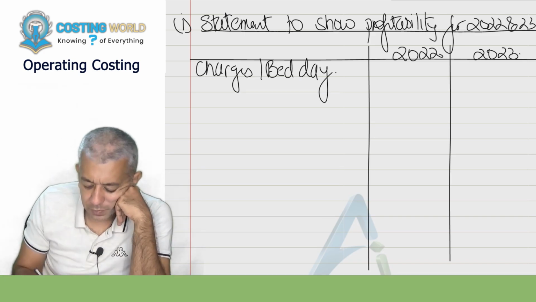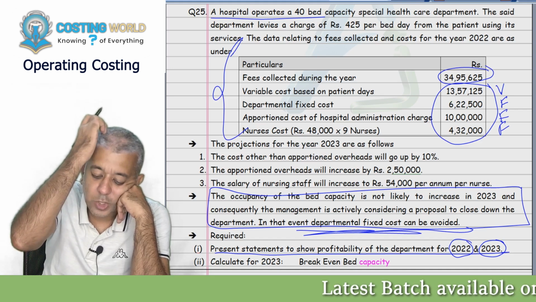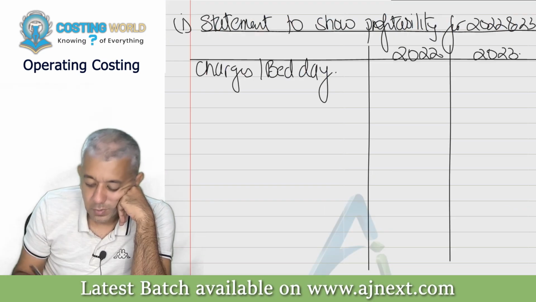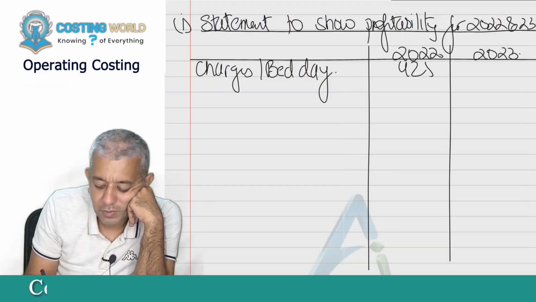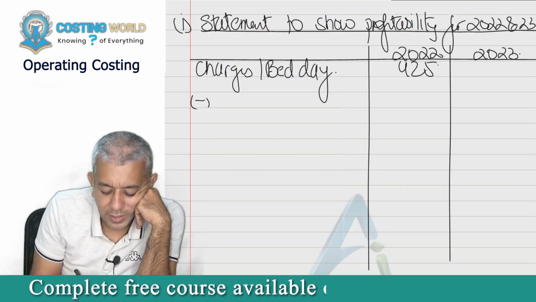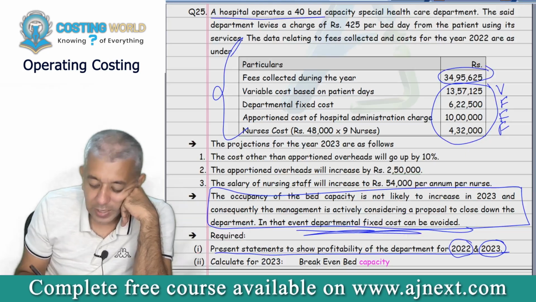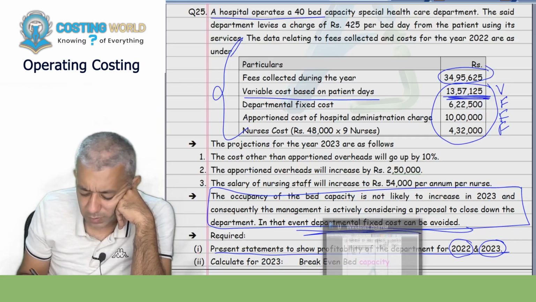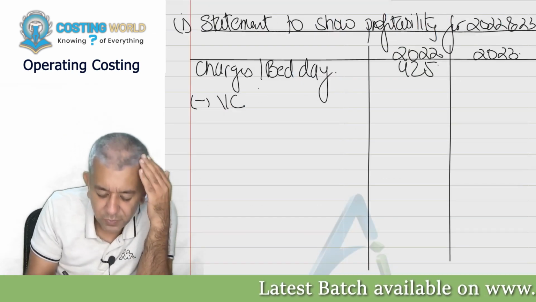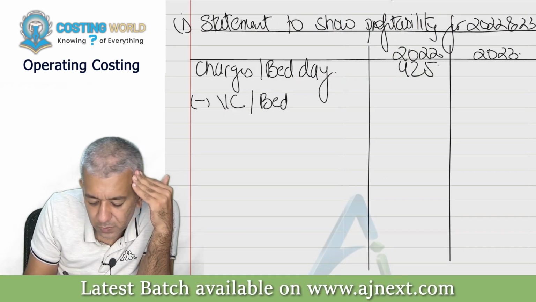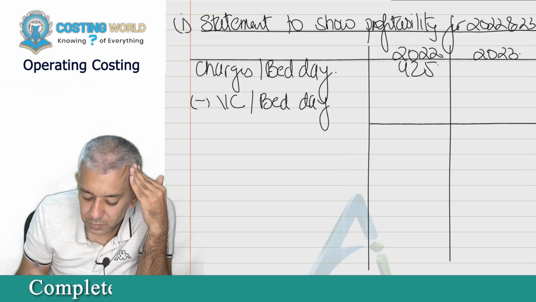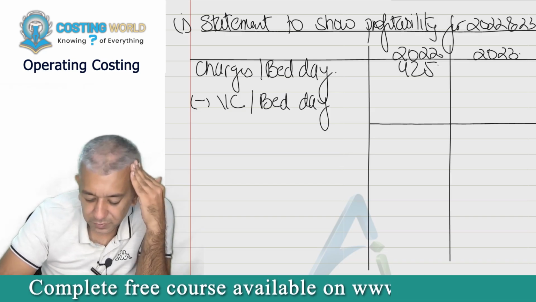Tell me, based upon the question, how much do we charge to every patient for one bed day, beta? 425. Leave one line, less. Now see, this variable cost is also based upon patient days only. Patient days means bed days only, beta. So less variable cost per bed day. Leave one line.